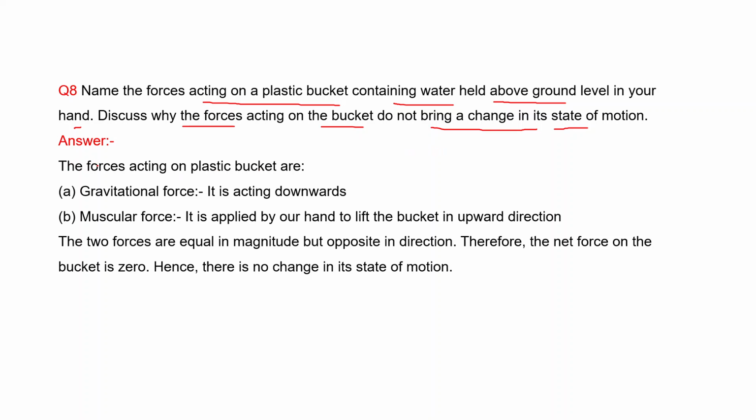The answer is, the forces acting on the plastic bucket are gravitational force, which acts downwards, and the muscular force of our body. It is applied by our hand to lift the bucket in the upward direction. The gravitational force is downward and the muscular force is upward. The two forces are equal in magnitude but opposite in direction. Therefore, the net force on the bucket is zero. Hence, there is no change in its state of motion.